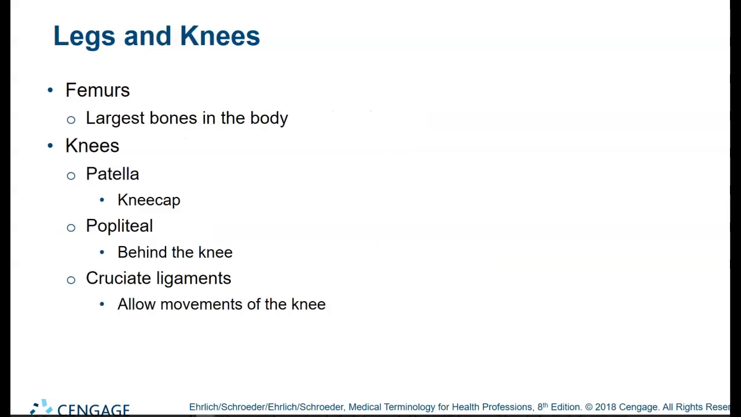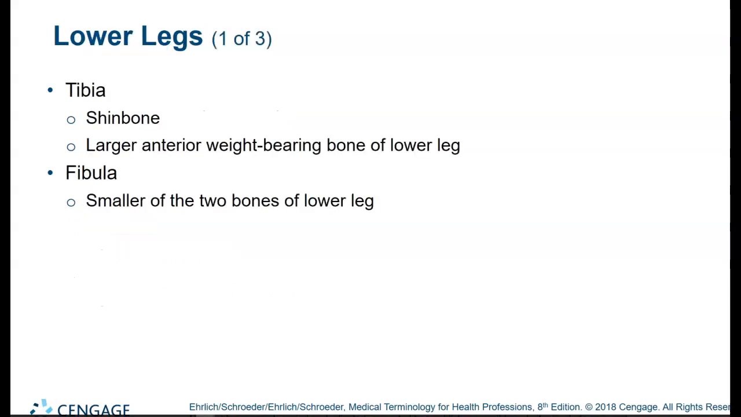The legs, again, the femur is going to be the largest bone in the leg. We then have the patella, which is the kneecap. Popliteal is a location behind the knee. This is where a lot of lymphs come in, and we also can feel a pulse behind our knee. Okay, cruciate ligaments are the ligaments that allow our knee to move.